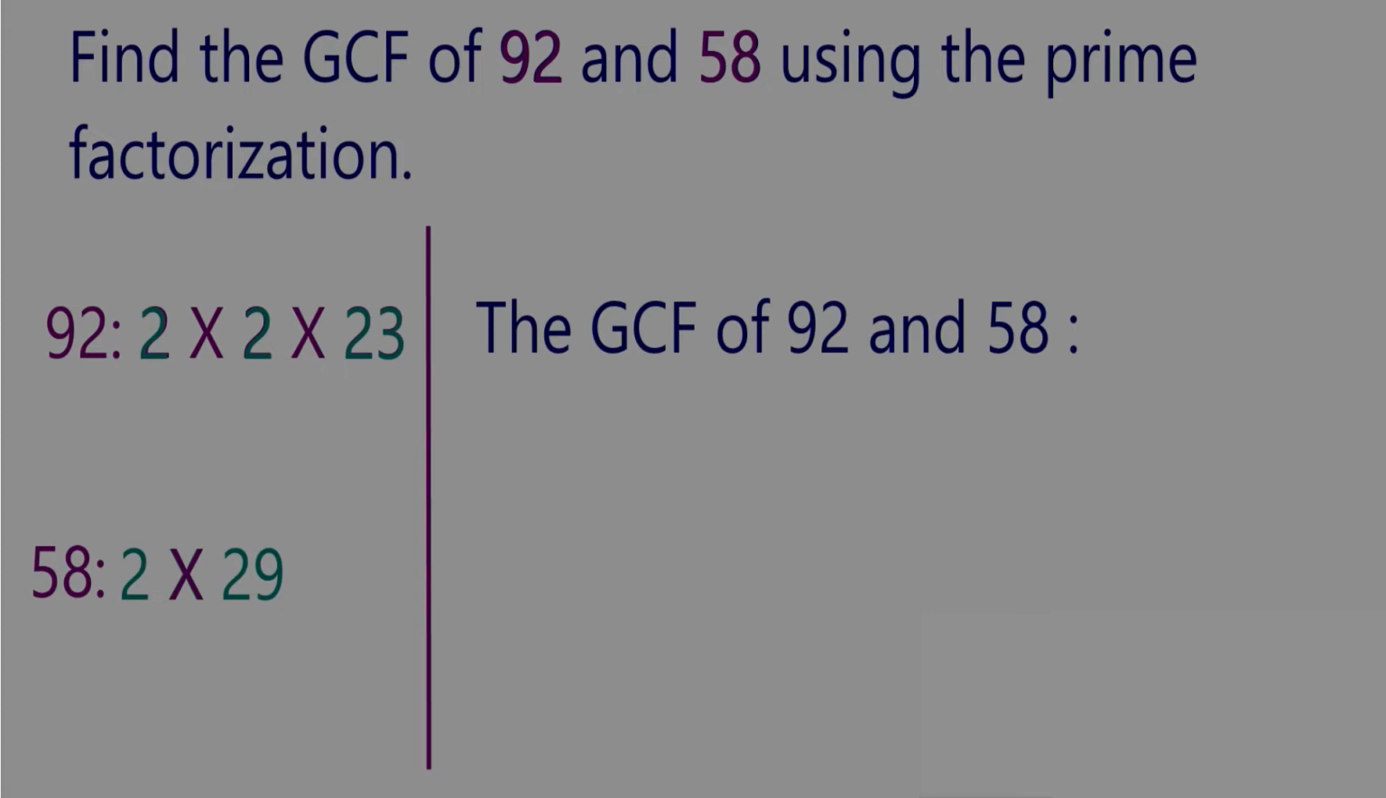The GCF now is just a common factor among 92 and 58. That common factor is 2, as 2 is a part of the factors of both 92 and 58.